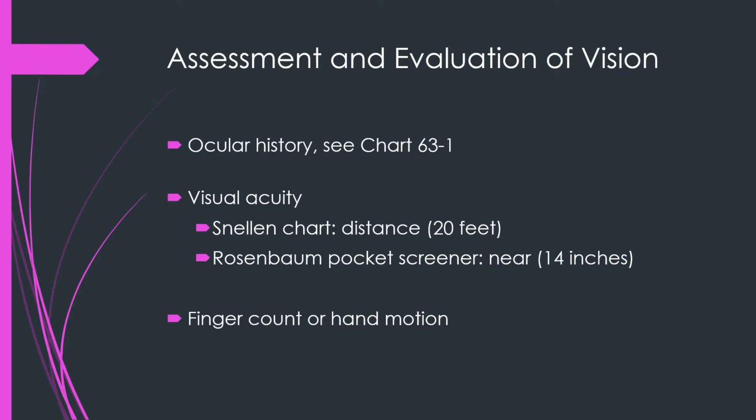Vision assessment begins with taking an ocular history and assessment of visual acuity. Nurses must be familiar with assessment of visual acuity in any setting. Acuity is expressed for each eye individually: OD for right eye and OS for left eye. Normal vision is expressed in the fraction 20/20.